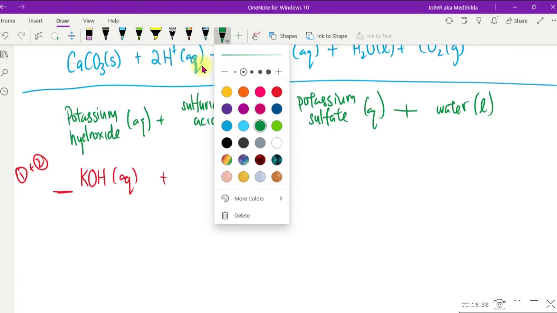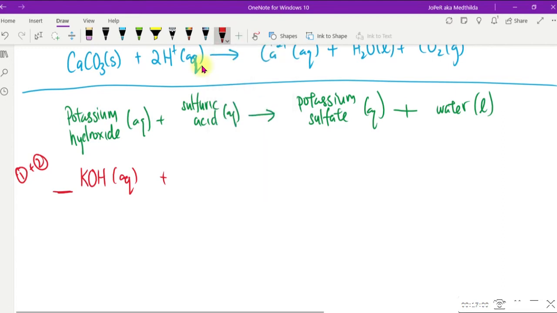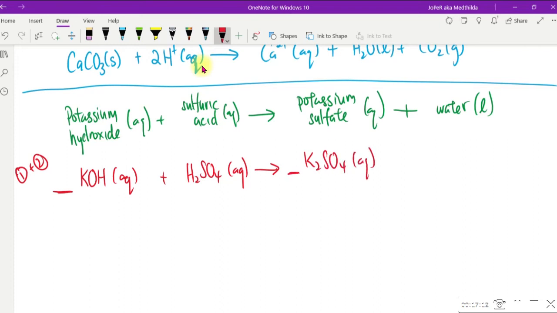Okay, now let's go back. So this is my chemical equation. Let's balance it. I got one potassium here, one oxygen here, one hydrogen here. Two hydrogen. Now I have one sulfur.